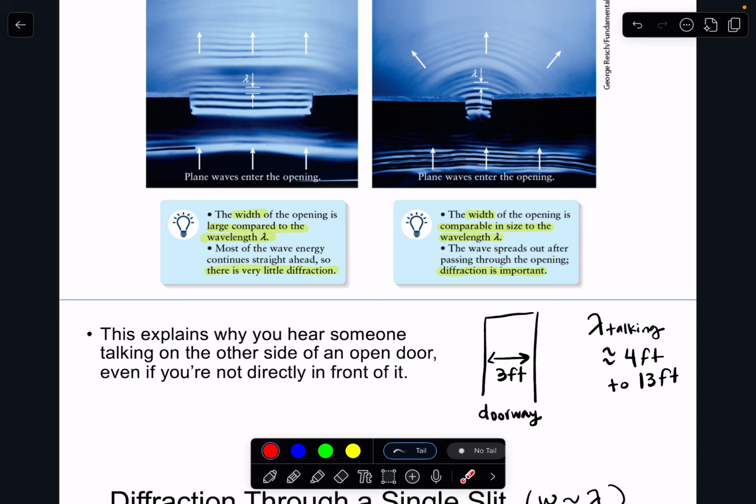Whereas if we were standing right here, those waves are not going to reach us with such a strong amplitude, because you can see they kind of fade off as they get to the side here. But if the wavelength is comparable to the opening, then these waves are going to spread out in a circular wavefront pattern, and they're going to diffract.